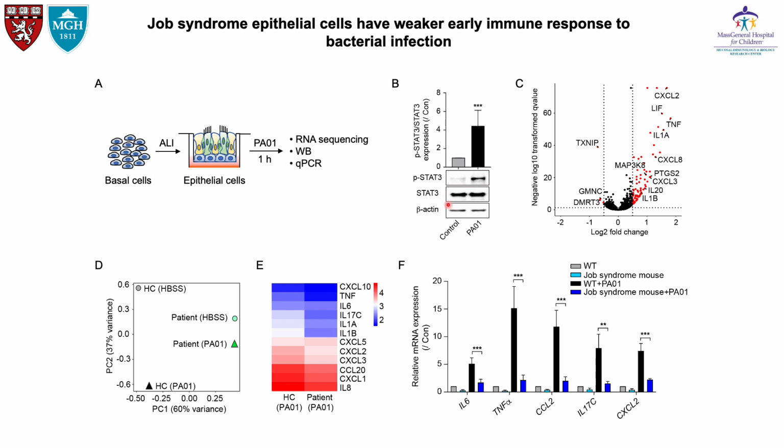Moreover, bacterial infection significantly increased the phosphorylation of STAT3 in epithelial cells, and RNA sequencing represented a strong chemotactic and inflammatory response indicated by the expression of CXCL2, TNF-alpha, and IL-1 beta. However, epithelial cells derived from drop syndrome patient or drop syndrome mouse did not have strong immune response to invading bacteria.